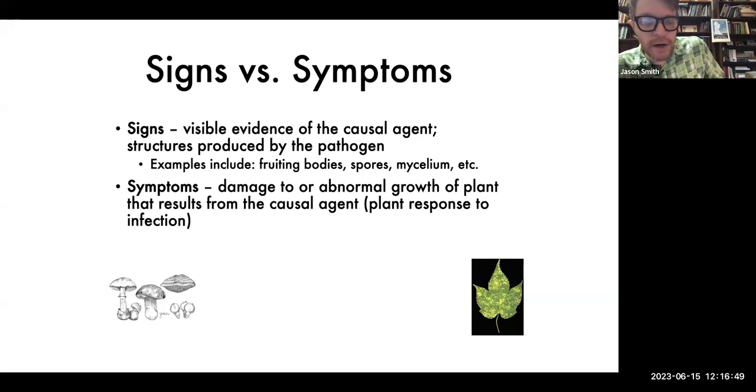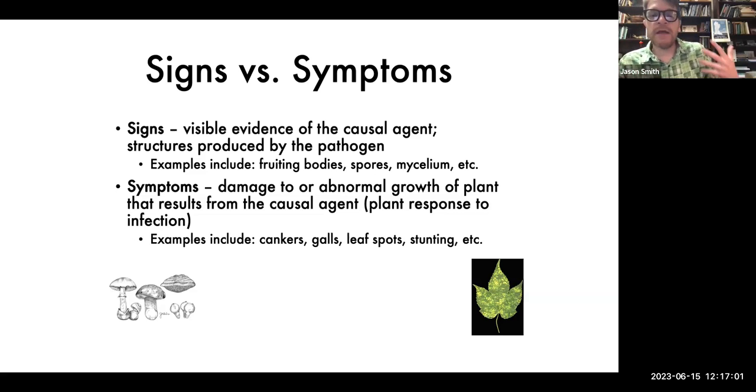Symptoms are the damage to or abnormal growth of the plant that results from the causal agent. So it's that interaction between the pathogen and the host that leads to dysfunction, either in structure or in form. And it leads to these various symptoms that we see. It can be a canker, it could be a gall, it could be leaf spots, it could be stunting, wilting, dieback, many different types of symptoms that we can look for and categorize.